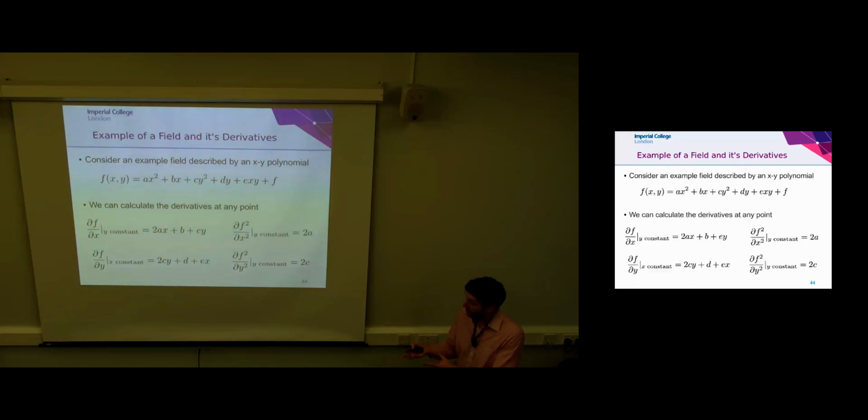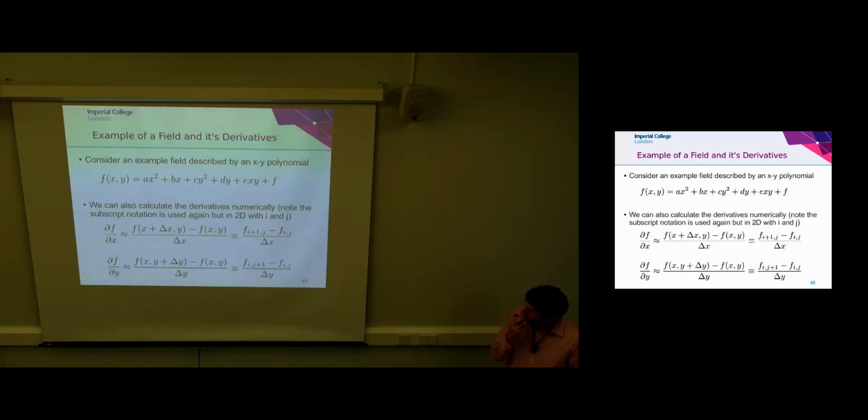Now we're doing the same thing in 2 dimensions. The key point here is because it's in 2 dimensions, we actually have to hold one of the directions. So if we're differentiating in x, we hold y constant, and for y we hold x constant, effectively. So what that means is we can use the same trick we used before to define numerical derivatives.